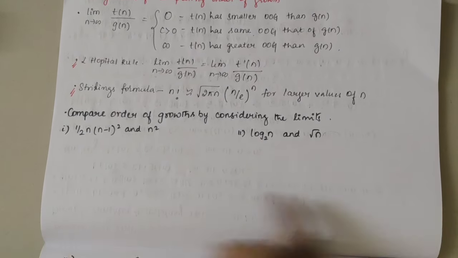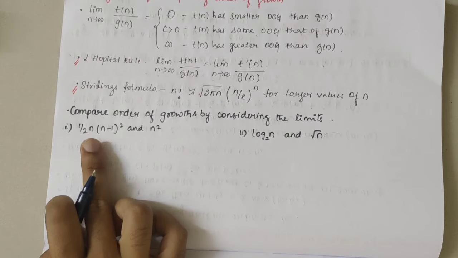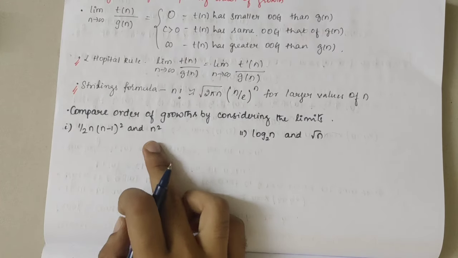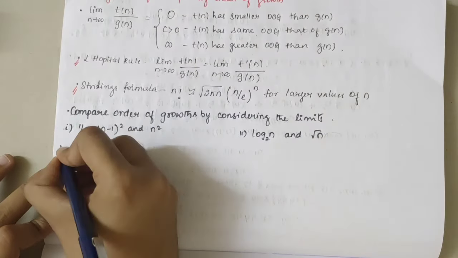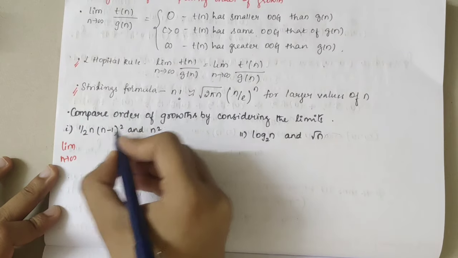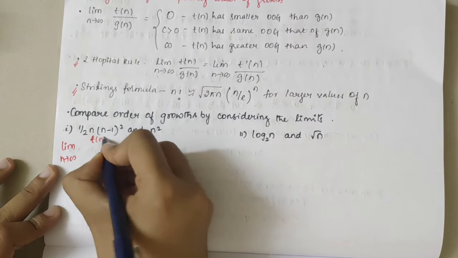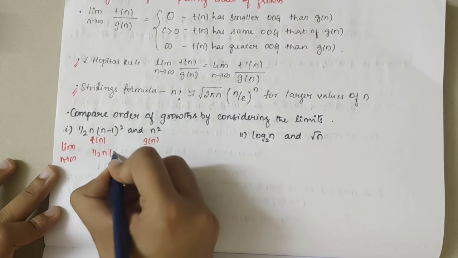So first we have to compare order of growths by considering the limits: half n into n minus 1, and n square. This is the first question which I've got. So let's solve this question. Let me write it in this limit formula. Limit n tends to infinity. On the top I'll write t of n, and here I'll write g of n. That is, t of n is half n into n minus 1.